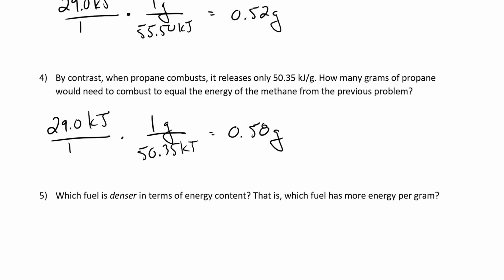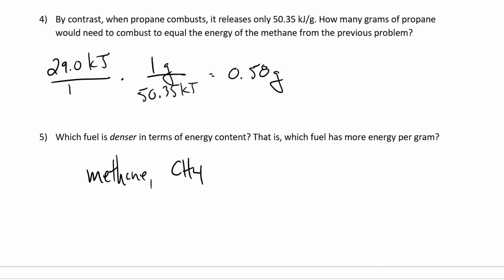So the question is, which fuel is denser in terms of energy content? Well, that's methane. Methane, CH4, is one of our densest fuels in terms of energy. Methane is the primary component of natural gas, which is one of the reasons that makes natural gas a really attractive fuel source.